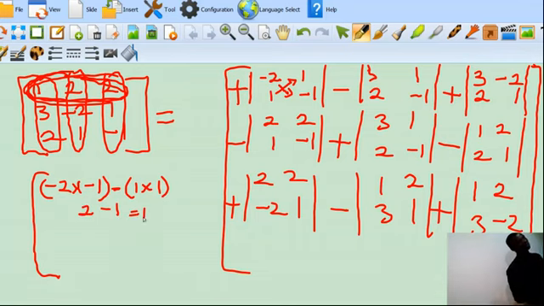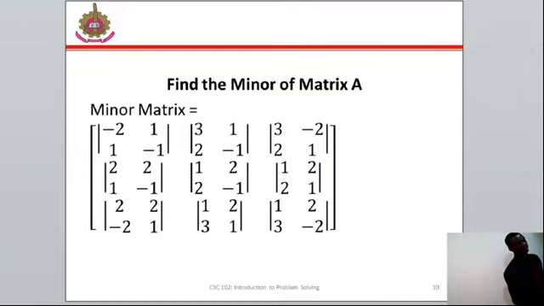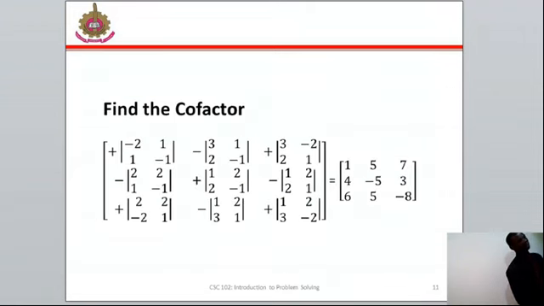Which means that your first element will be 1. You repeat the same procedure for the second element, third element, and so on and so forth to obtain the value. Let's see what it will look like after obtaining our different elements for the values.